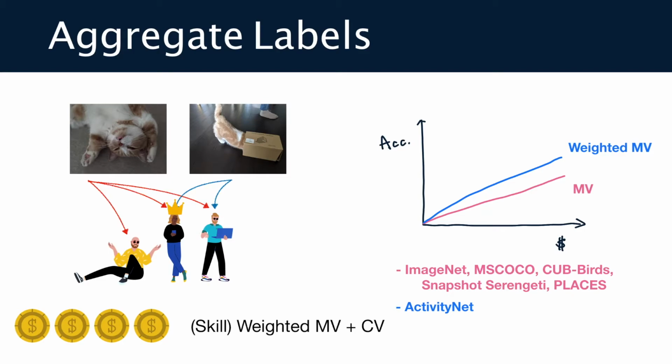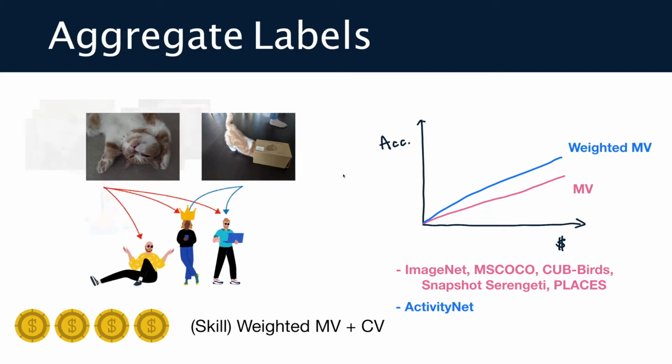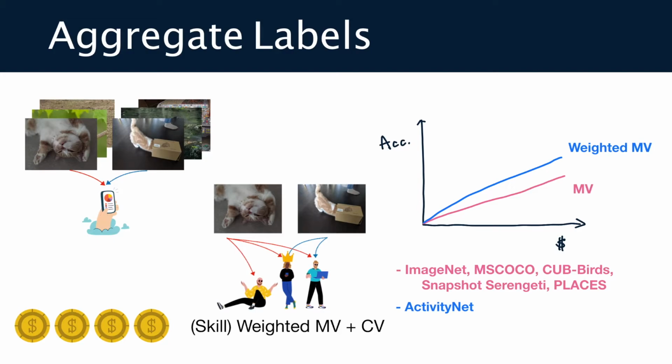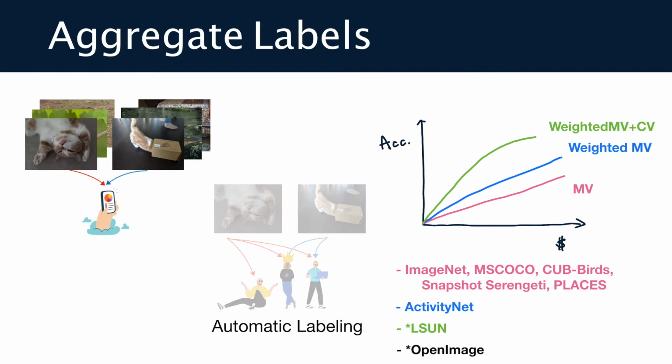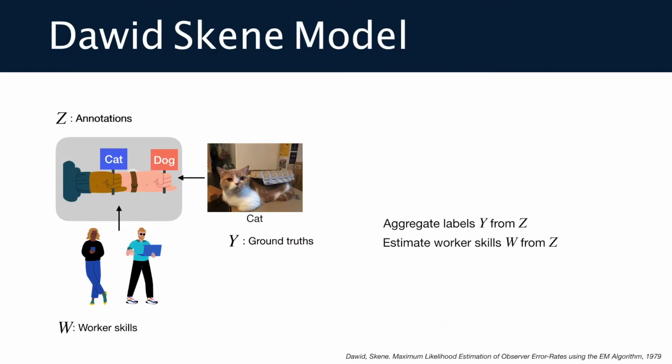We can further add a CV model inside the loop. Once the model learns some good features, we can achieve sublinear cost, saving even more. Some datasets lie in this category, but the annotations are only used to train the CV model. Automatic labeling such as Open Images is similar to this, but it does not annotate any data in the dataset, causing very noisy labels.